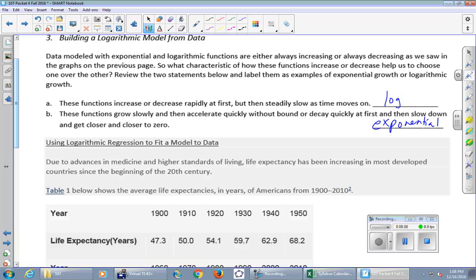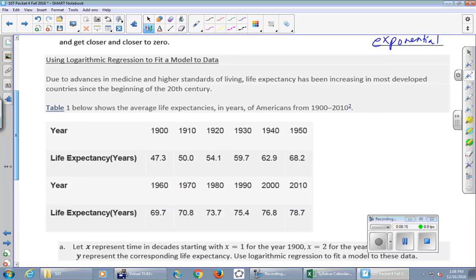Okay, so let's see if we can actually do something with some real data. So here is something about life expectancy. Due to advances in medicine and higher standards of living, life expectancy has been increasing in most developed countries since the beginning of the 20th century. So about 115 straight years, life expectancy has grown in most developed countries.